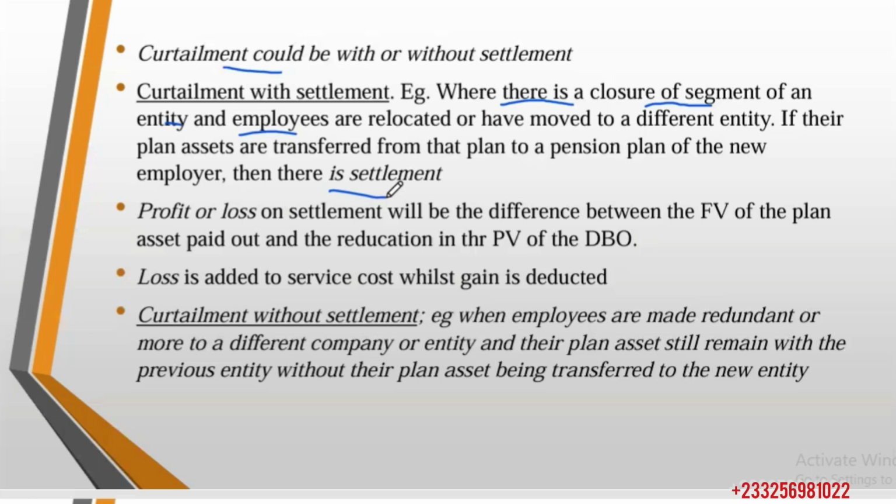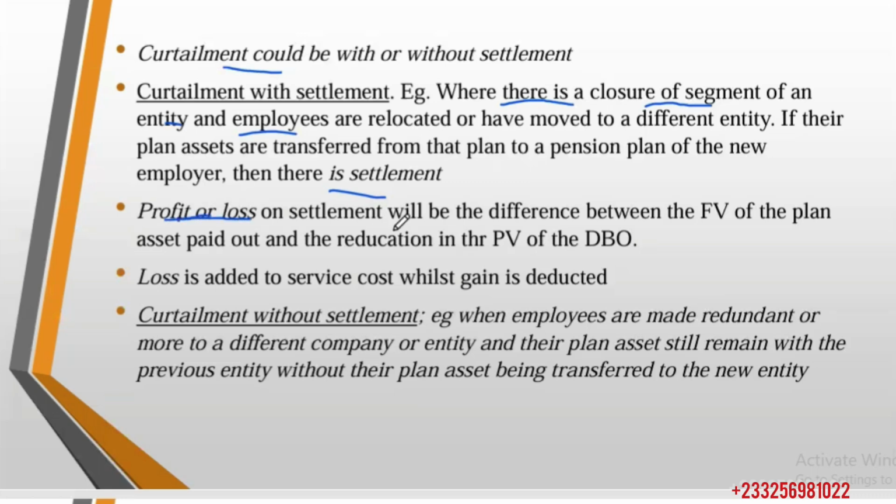So we said curtailment with settlement occurs when, as the employees are moving to a new job, or they are made redundant, you pay them, or you transfer their asset, their money, to wherever they're going, to their new plan, or into the pension plan of the new employer, right? So that's curtailment with settlement, right? And how do we get a profit or loss on settlement?